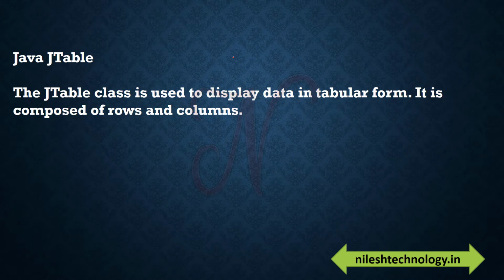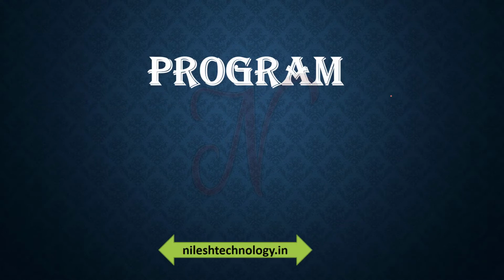Okay. Next, JTable. It is used to display the data in a tabular form. Okay. It is composed of rows and columns. Here also, if the screen size is limited, then you can add the JScrollPane or the scroll bar in your JTable component. Okay, so see here the programs one by one.